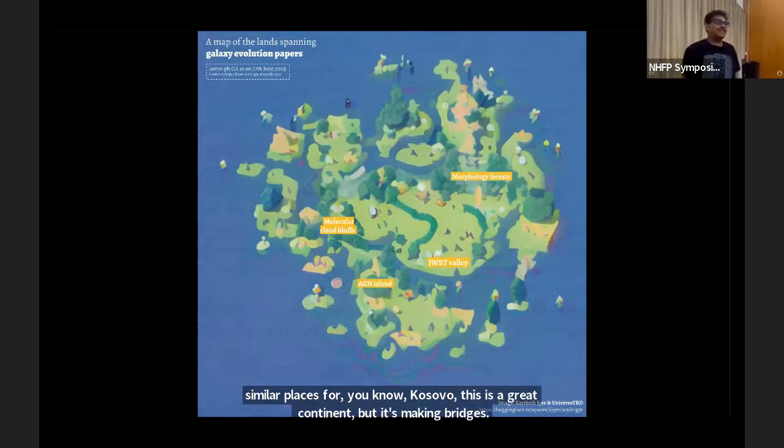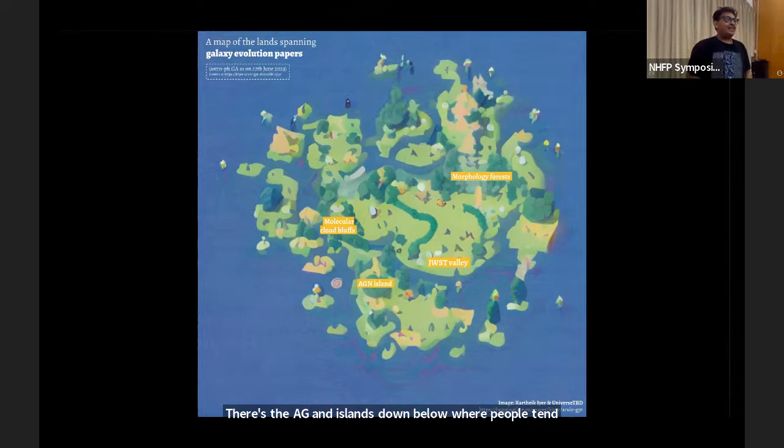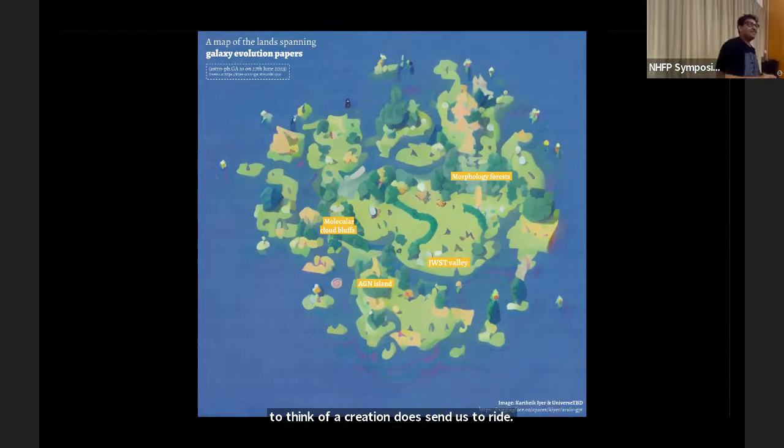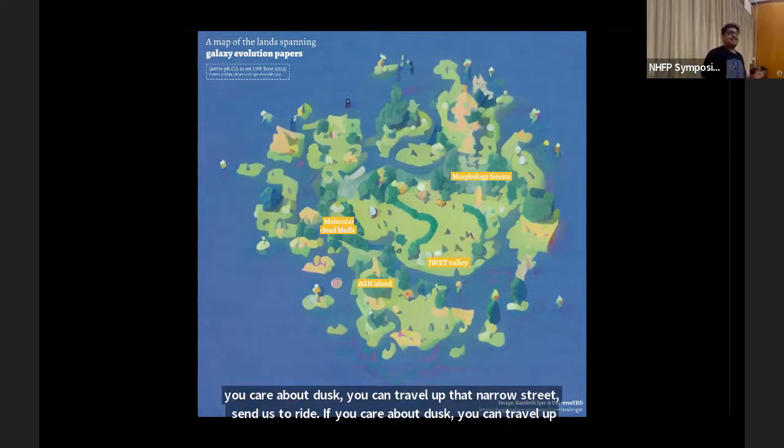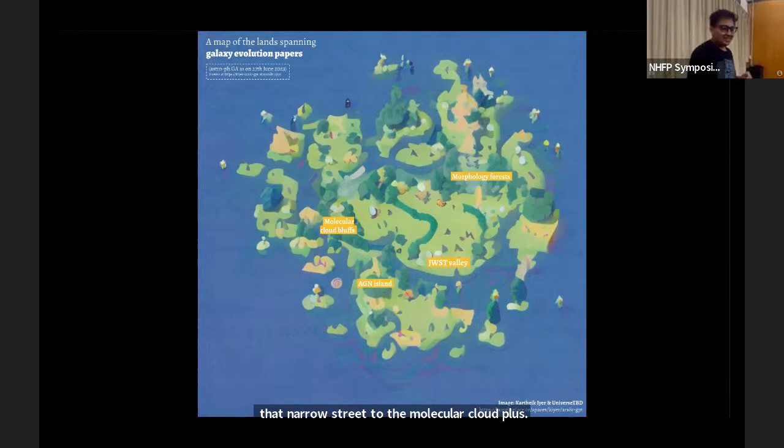There's the Aegean Islands down below where people tend to think of accretion disks and dust tori. If you care about dust, you can travel up that narrow strait to the molecular cloud bluffs, where people sometimes worship a strange deity called Alma. I think Seiji knows about this.